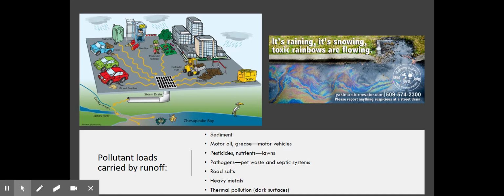What kind of things get into the water? Sediments, motor oil, grease from motor vehicles. Pesticides and nutrients come from lawns. Pathogens come from pet waste and septic systems. Road salts, heavy metals, and thermal pollution come from dark surfaces. That means just that the water is heating up too much.